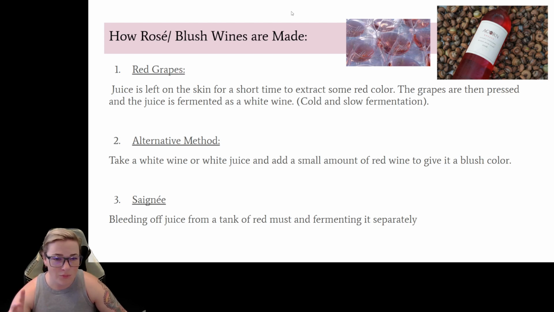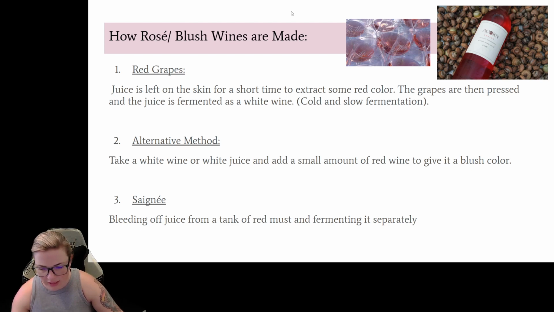So that first process we just talked about is the first way you could do it. By using red grapes and leaving it on the skins for a short amount of time, that could be one way to make a rosé. An alternative method, which is totally legal and legitimate in the United States, is to take a white wine or a white juice of something that you just processed and add a small amount of red wine to give it a blush color. So you could make like a blend.